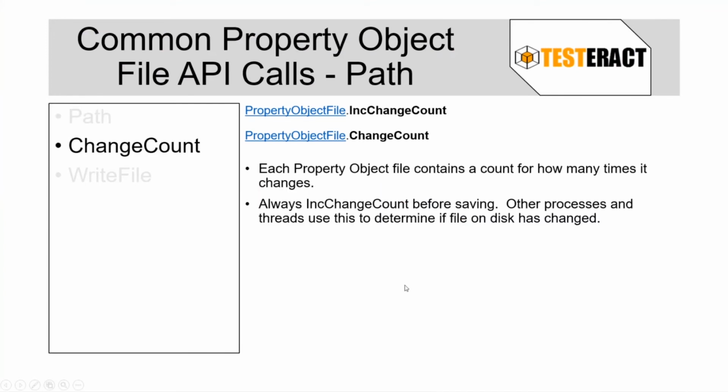Change count is one of those things that's hard to understand at first when you first hear about it. But if you're ever changing a file through a tool or otherwise, you should always call inc change count, because inside of every property object file in TestStand, there's this counter, and it keeps track of all the changes. And this is so it can synchronize with other processes and other applications and things like that. And so you always want to make sure that you inc change count whenever you edit a file through the API. So any questions on that?